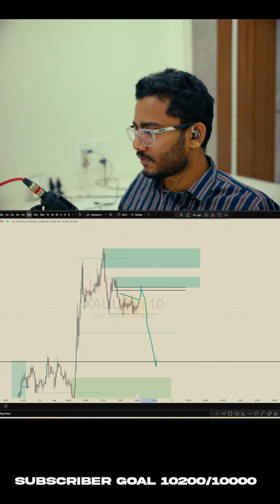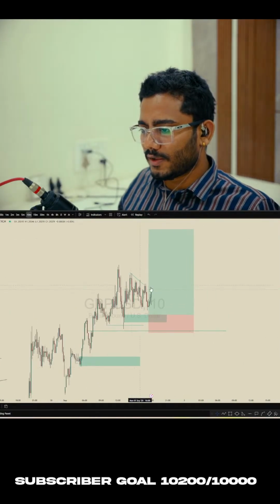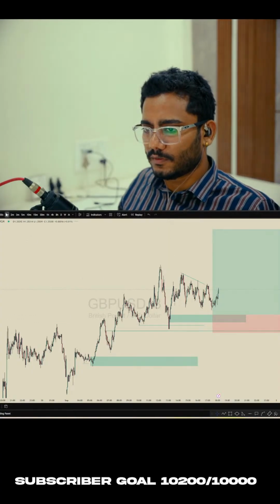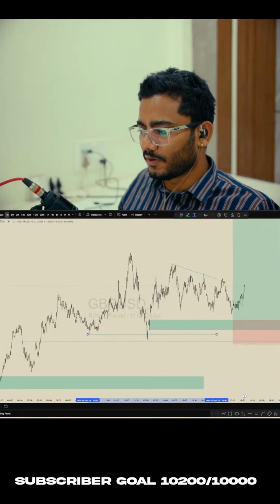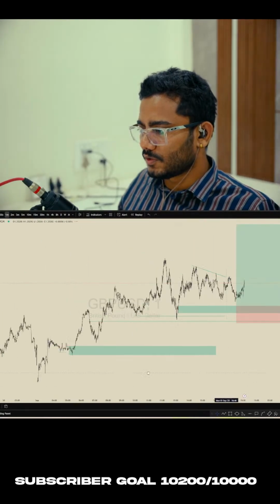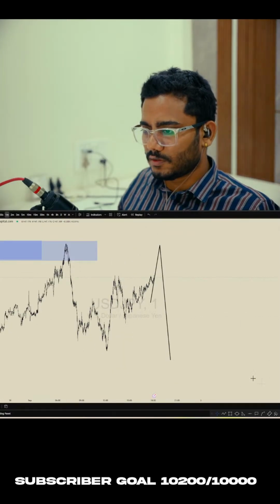Another one is on GU for buy side. Right now price is consolidating, but there is this order block on 5 minute which took out the liquidity, and there is a 1 minute low which took out the previous liquidity and then gives a structure break. So let's see entry on this.